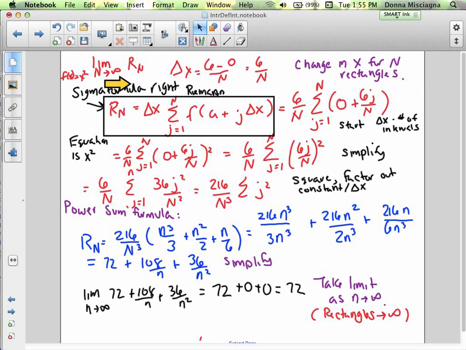Here is the sigma formula for the right Riemann sum. It's the change in x, and we are summing up all of those rectangles. We're going to start after the first value, and then we go until n subintervals. After we set this up, we'll take the limit because n is going to go to infinity. For the right Riemann sum, we're going to plug in our value plus the change in x.